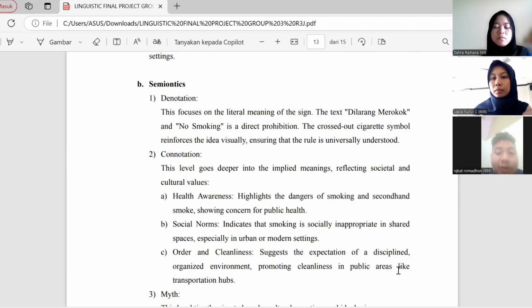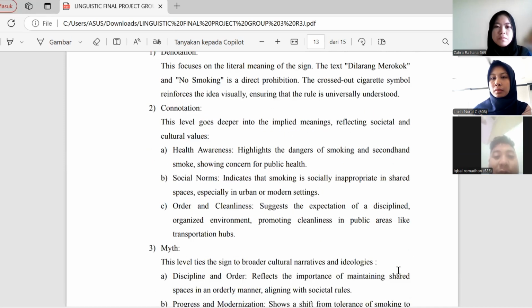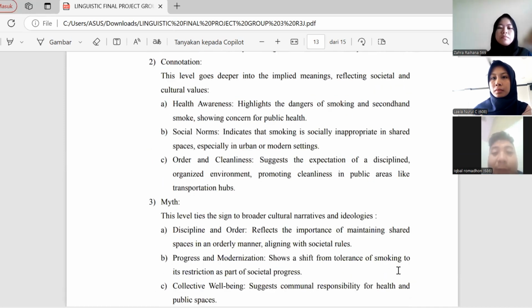B. Semiotics. Number 1. Denotation. This focuses on the literal meaning of the sign. The text dilarang merokok and no smoking is a direct prohibition, and the crossed cigarette symbol reinforces the idea visually, ensuring that the rule is universally understood. Number 2, connotation. This level goes deeper into the embedded meanings, reflecting societal and cultural values. A. Health awareness. B. Social norms. C. Order and cleanliness. Number 3, myth.